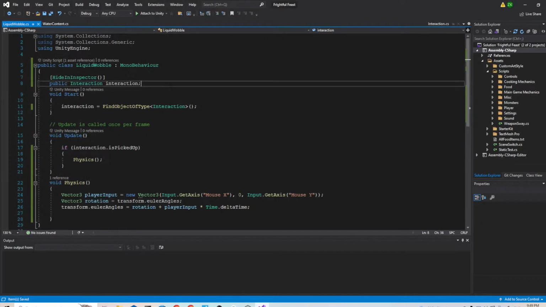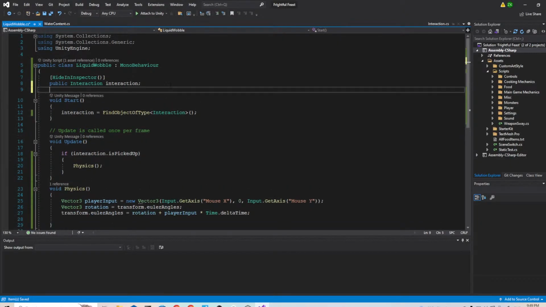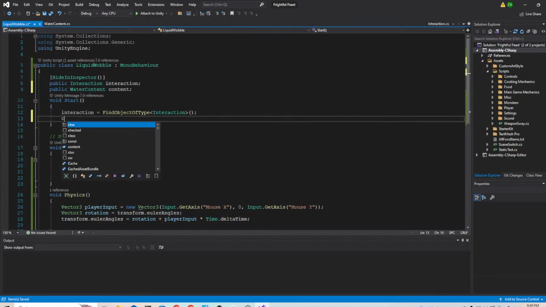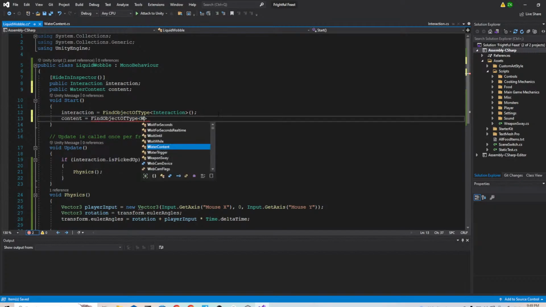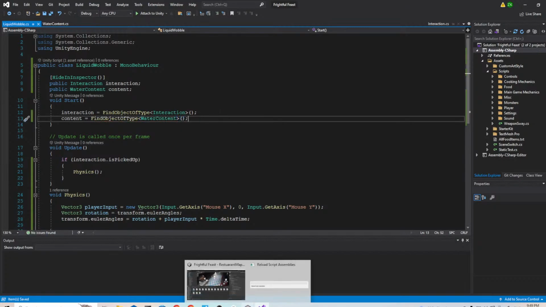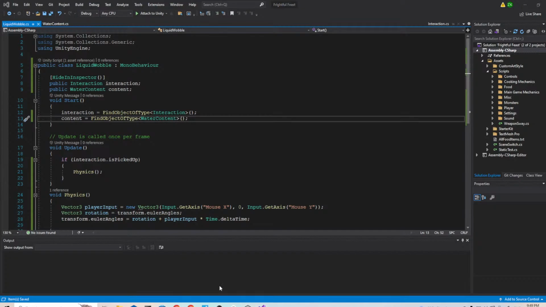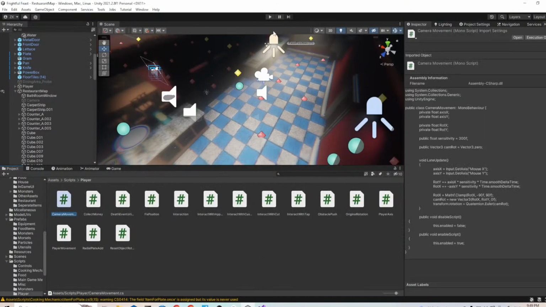Actually, I might want to do a quick thing in the script and have a reference to the public water content, just for later, because we probably will need that. Find objects of type water content. I don't know if I'll be able to get this done before. I'll probably go to bed at 11, but we'll see.